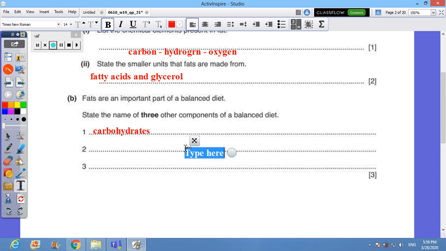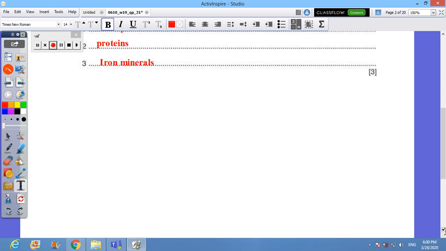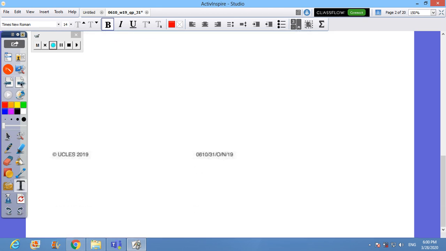But I can write proteins. This is okay. Only minerals is not enough. You need to mention a particular name of a mineral, for example, you can write phosphates, you can write iron, and so on. There are many other responses that you can mention, like water, or a particular vitamin name, but those responses are more than enough, the ones I did mention. Next page.